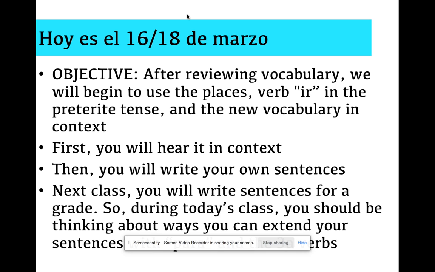Next class, because it's always good to know why you're learning something and where we're going, you'll write more sentences for a grade. So during today's class, make sure you're listening for how the vocab is used in context and interesting and different types of things you can say to demonstrate how well you know the vocab.